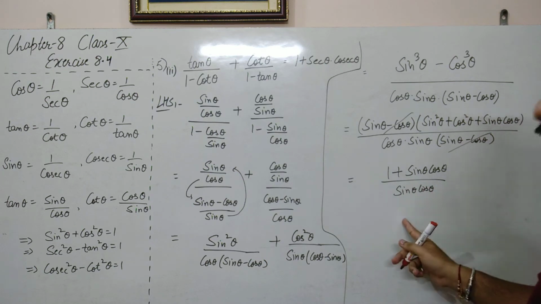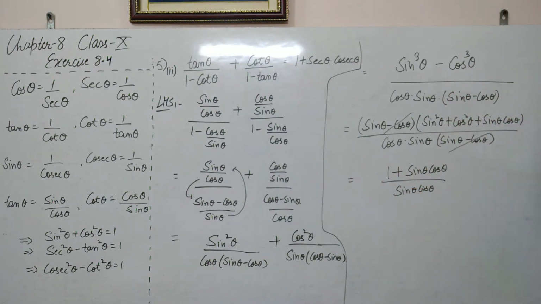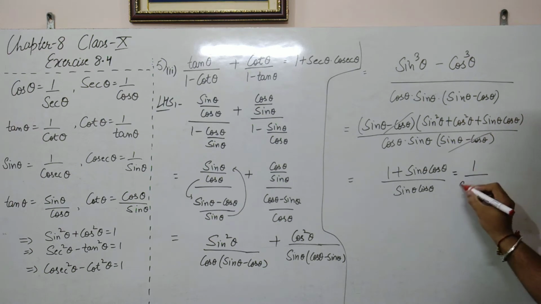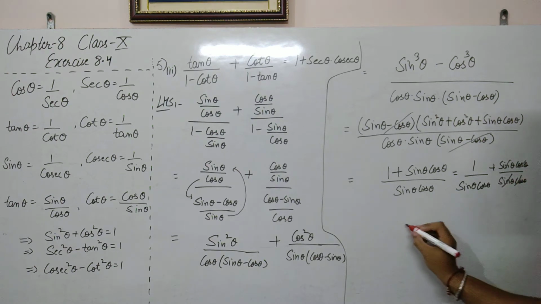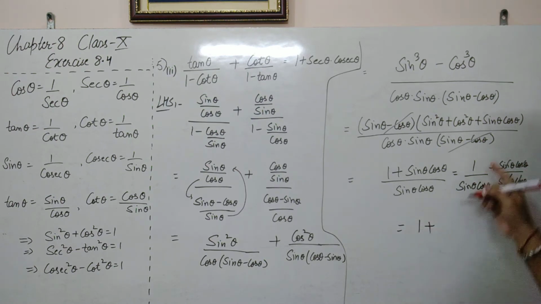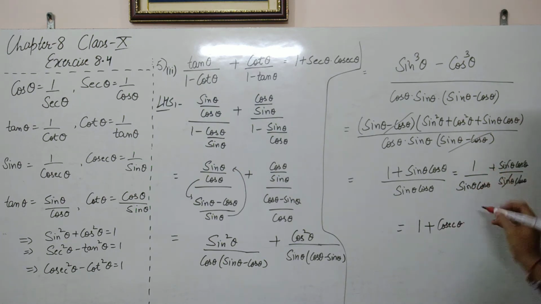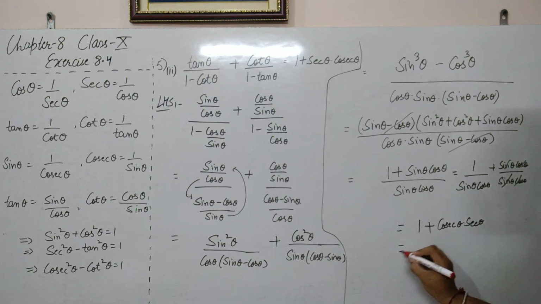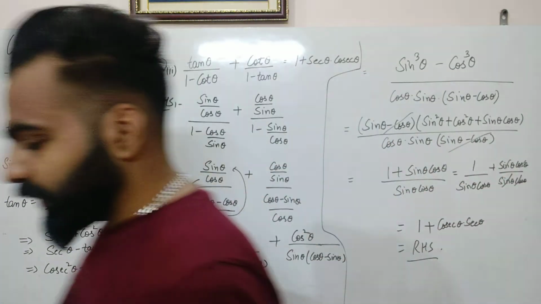This sin into cos will be once written in the denominator of 1 and once in the denominator of sin into cos. So this will be 1 by sin theta cos theta plus sin theta cos theta divided by sin theta cos theta. This will cancel out. So this will be equal to 1 by sin theta. 1 by sin theta is cosec theta, and 1 by cos theta is sec theta. This is equal to RHS. So this was third part.